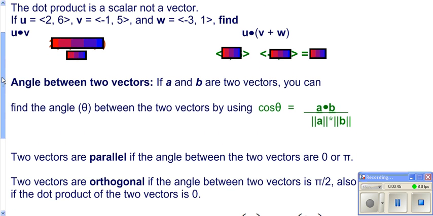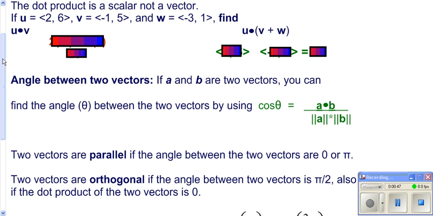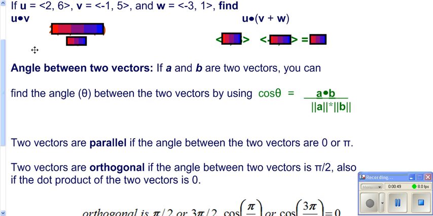So here we have three vectors, u, v, and w. We're going to start off by just doing a dot product of u and v. To do the dot product of u and v, once again, you got to multiply the two x's and add what you get when you multiply the two y's. And so then you get 28.